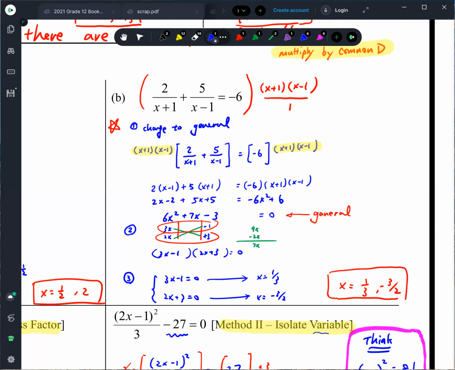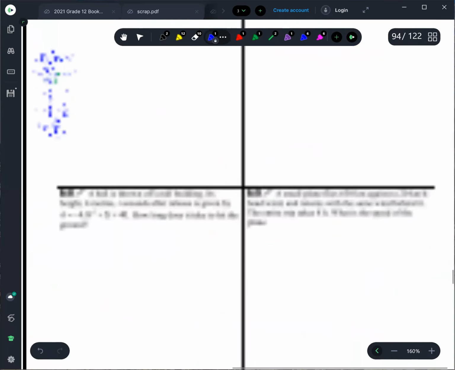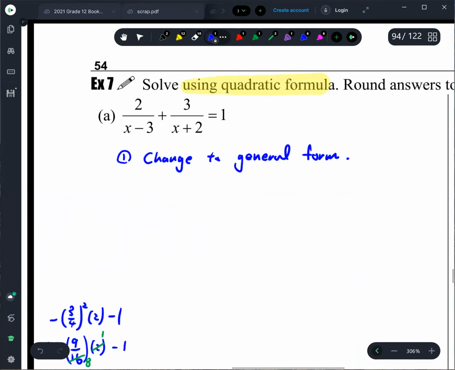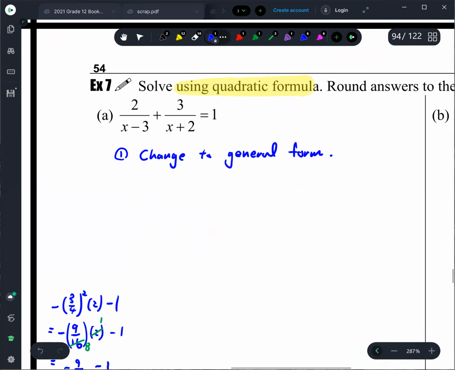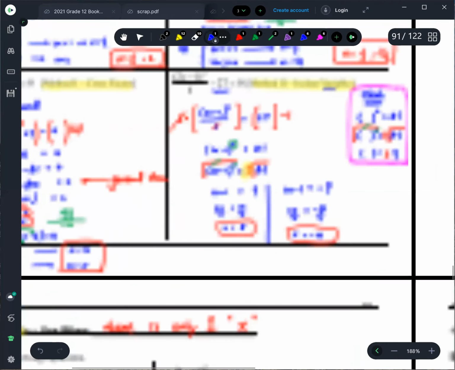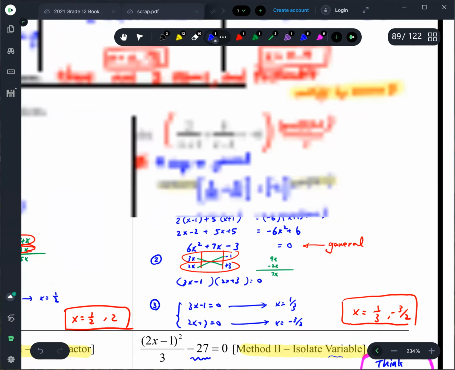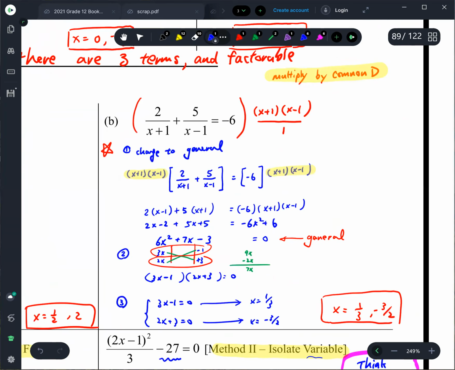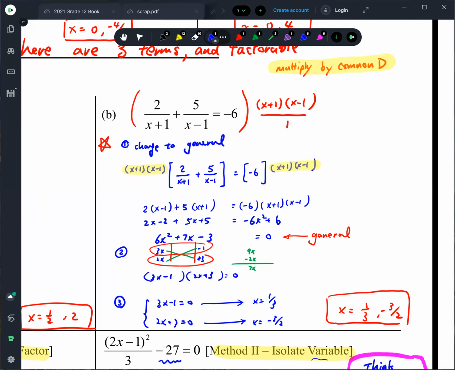So we're turning the 2 over x plus 1, that one, into general form, right? We're turning this, where is it? This one, 2 over x minus 3, into general form. Okay, I was just showing you that we did something similar before. This one is similar, just different numbers, right? From this example, you can see we need to multiply both sides by the common denominator.